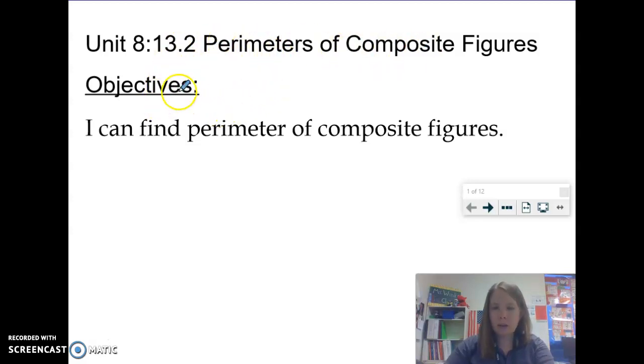So far we've been talking a lot about circles, circumference of circles, as well as area of circles. We're then going to move into talking about composite figures. And what are composite figures? How do we find their perimeter? How do we find their area? So the only I can statement today is I can find perimeter of composite figures.